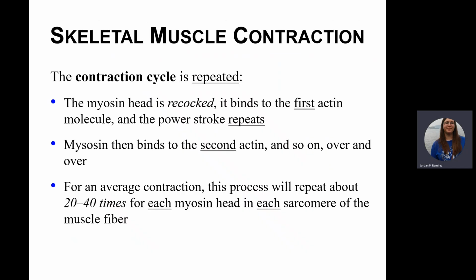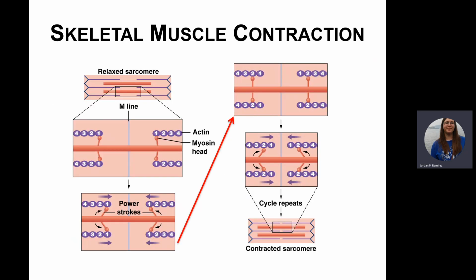All right, so again, the contraction cycle is repeated over and over again. The myosin head is recocked and it binds to the first actin molecule, and the power stroke repeats. Power stroke is one of my favorite terms in all of A&P. Just a cool term. So myosin then binds to the second actin, and so on. For an average contraction, this process will repeat about 20 to 40 times for each myosin head in each sarcomere of the muscle fiber.